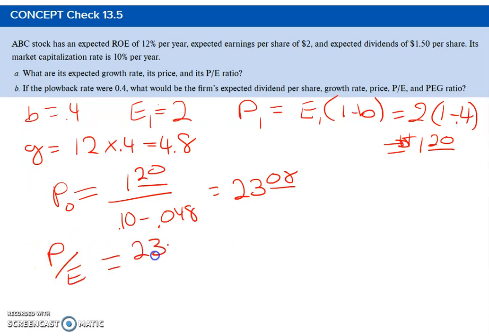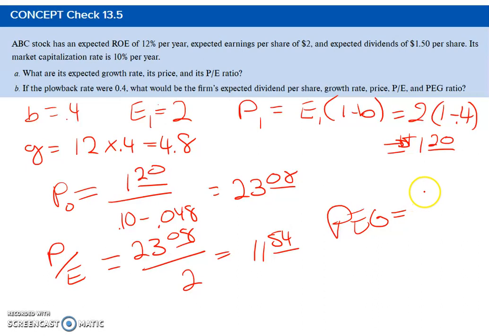So now our PE ratio is simply 23.08 divided by our earnings of 2. So that's 11.54. Now our PEG ratio, which is just our PE divided by our growth rate, so $11.54 divided by a growth rate of 4.8, and that is a PEG ratio of 2.4.